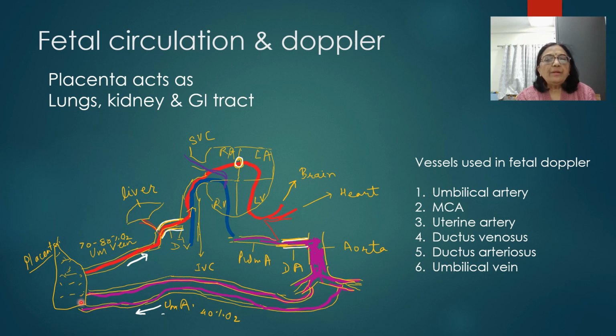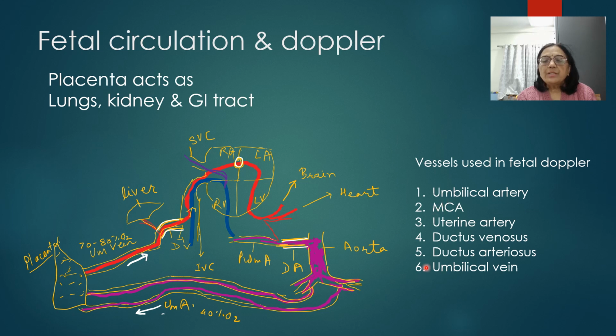It is mainly dependent on what we have seen till now, which is the invasion or remodeling of spiral arteries. If there is remodeling, then there is adequate uteroplacental blood flow and adequacy of the uteroplacental circulation, and there is a good oxygen content in the fetal blood, and that is how it helps in the normal growth of the baby.